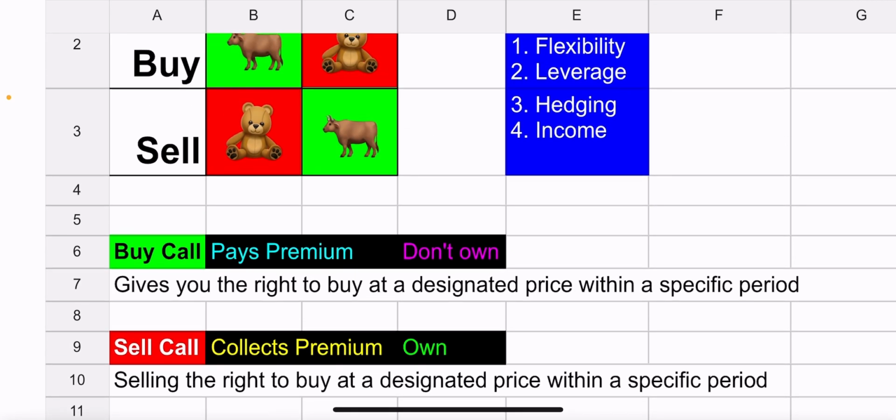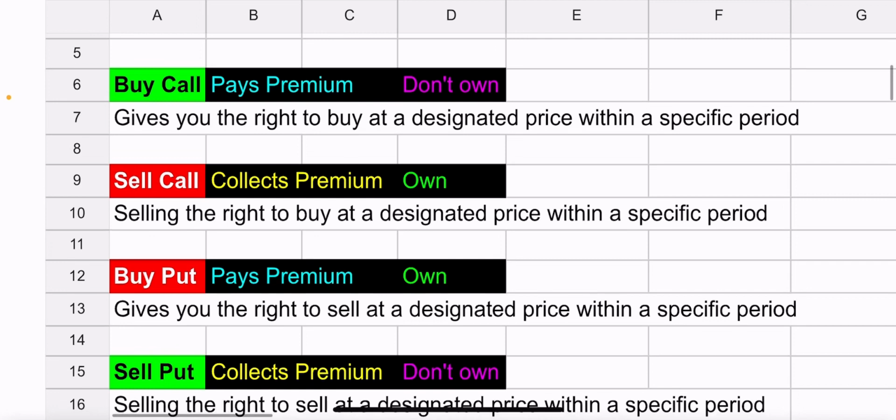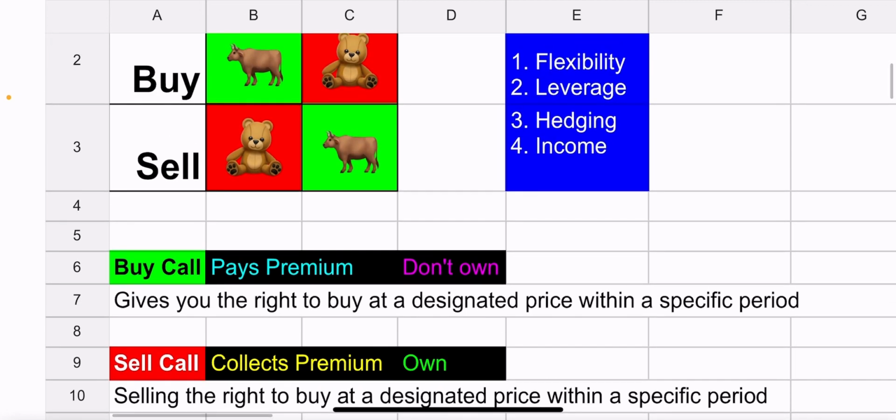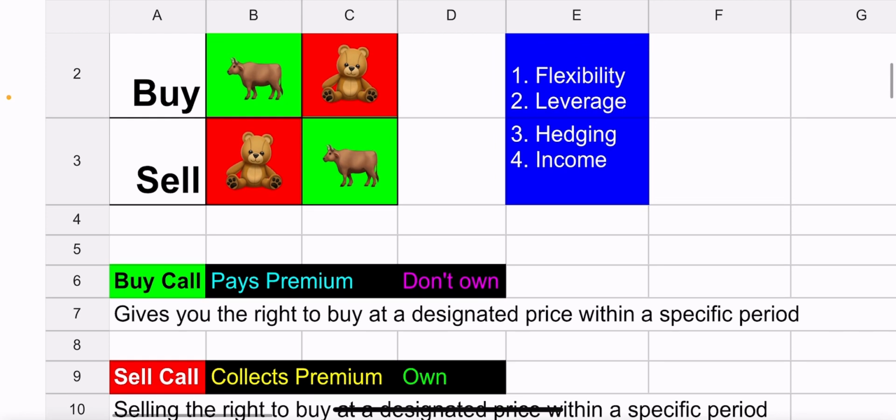And last but not least, what are we here for? Income. Number 4, income. So, selling a call and selling a put produces income, and that's why people do it. That's why people do the wheel strategy. They sell a put, they get assigned, they buy the shares, and guess what? They sell calls on those shares. And then if they get assigned on that, then they sell puts again, and so on and so forth. And that's the wheel strategy, and it's awesome.